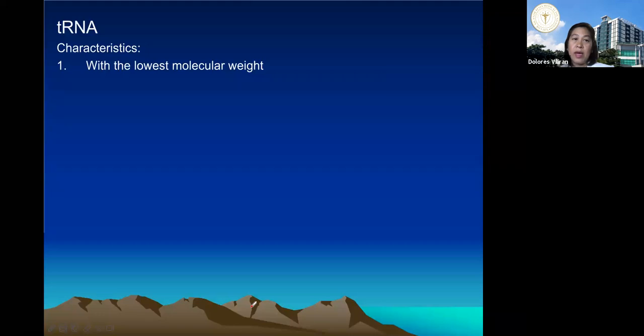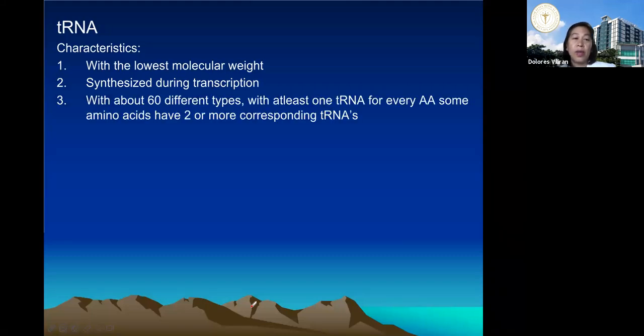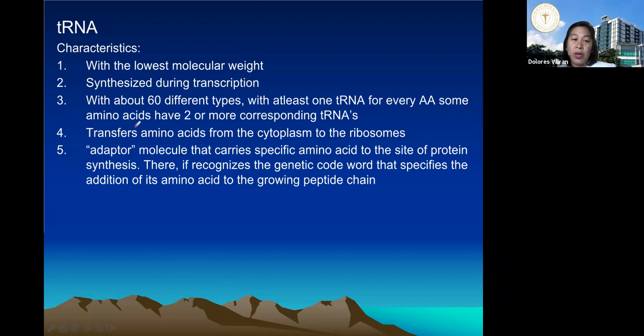So the characteristics of tRNA: it is the smallest with the lowest molecular weight, also synthesized during transcription. And we have 60 different types, so 1 tRNA for every amino acid. Some amino acids have 2 or more corresponding tRNAs. It transfers amino acids from the cytoplasm to the ribosome. It is also known as the adaptor molecule. So it carries a specific amino acid to the site of protein synthesis.